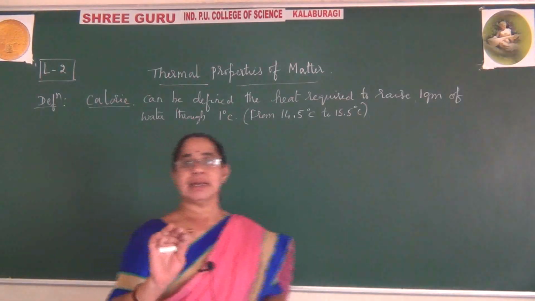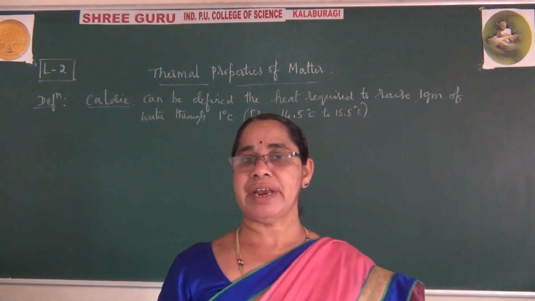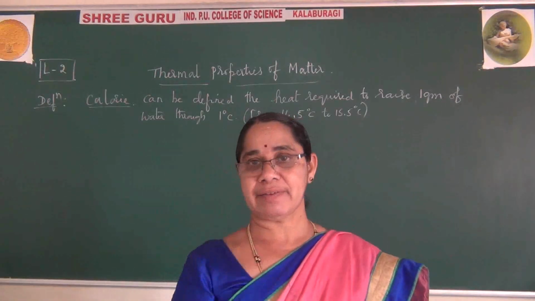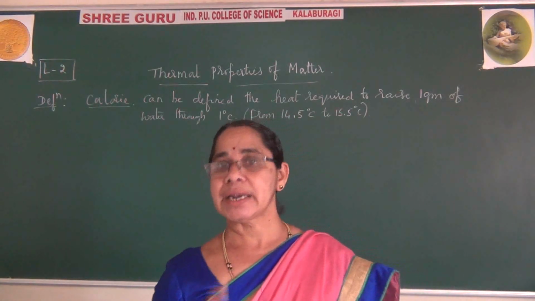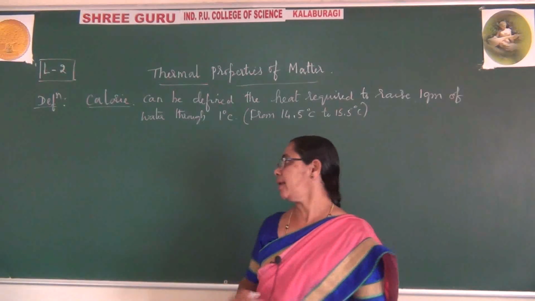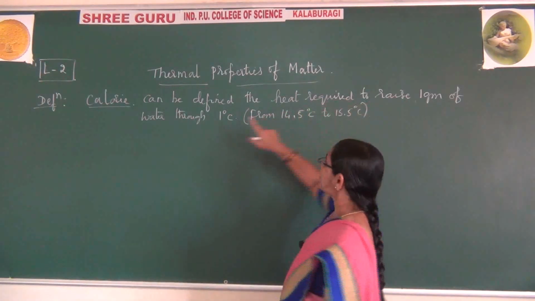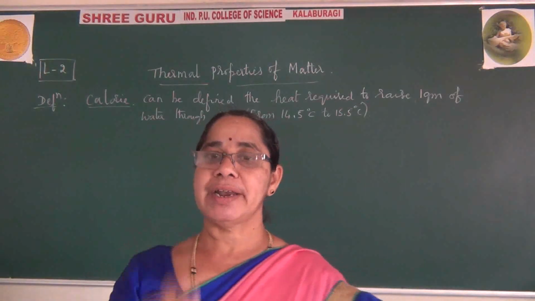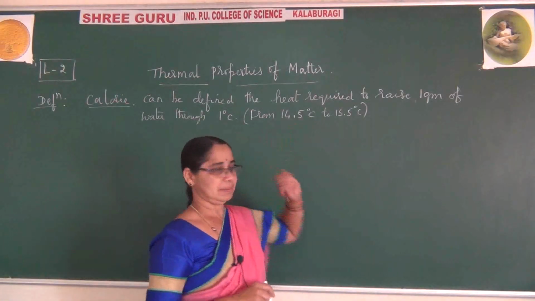And in this chapter, occasionally they will ask you to define calorie. You know calorie is a practical unit of heat, but they will ask, define the practical unit of heat. It is understood the practical unit of heat is calorie, and that you have to define. You should not write only calorie, the practical unit. You have to define that calorie. Calorie can be defined as the heat required to raise 1 gram of water through 1 degree centigrade, and that range is from 14.5 degrees centigrade to 15.5 degrees centigrade. This point you just remember.